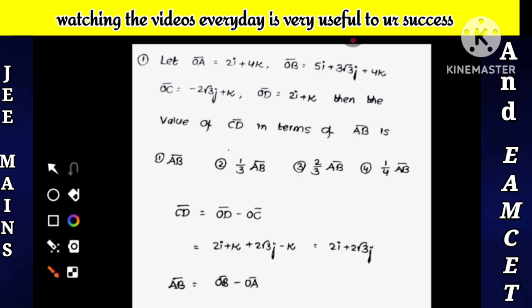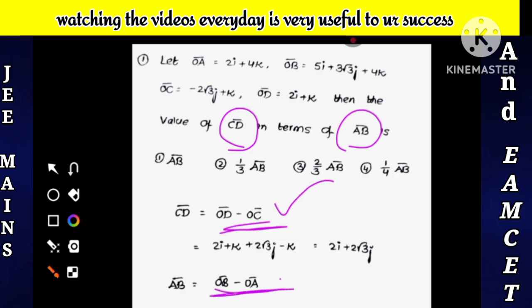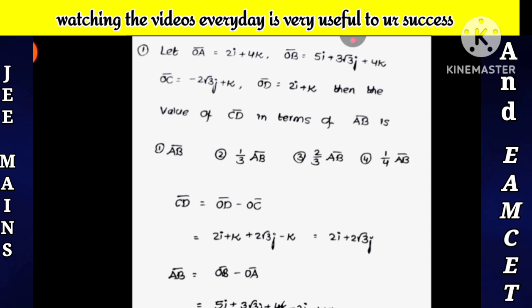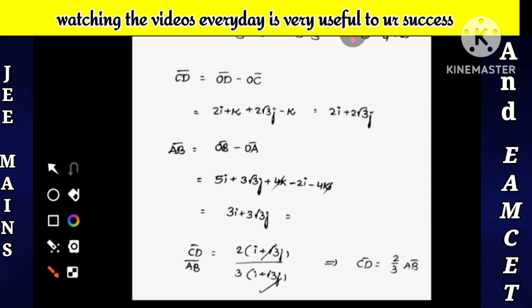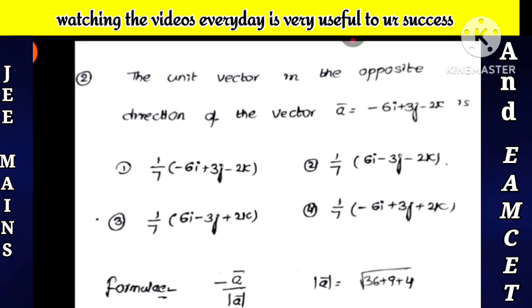First you have to find the AB bar and CD bar values by taking the formulas. CD bar is equal to OD minus OC and AB bar is equal to OB minus OE, and simply do the division to get the value CD bar in terms of the AB bar. That's all. This is the answer. Okay, see the next problem.